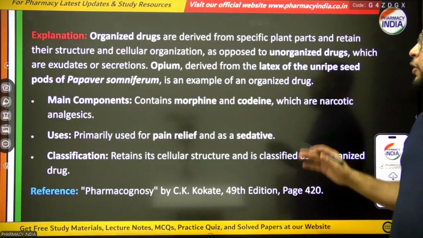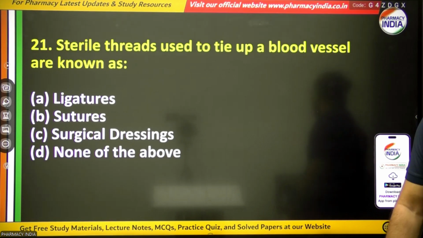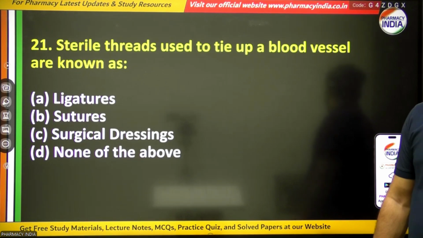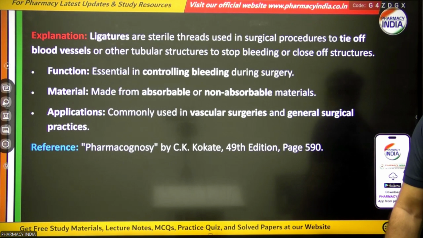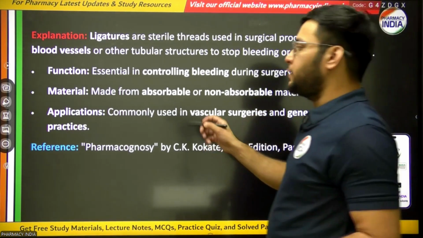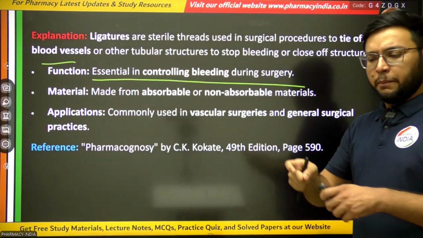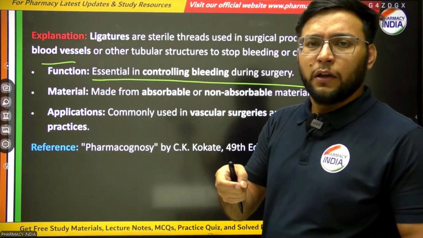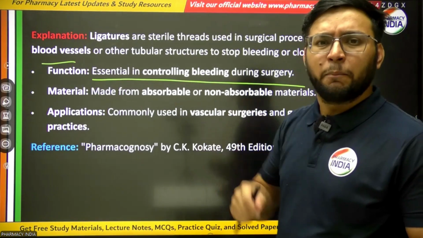Okay, now coming to the next question. Sterile threads used to tie up blood vessels are known as what? The answer is ligature. Ligatures are sterile threads used in surgical procedures to tie the blood vessels. Their function is essential in controlling bleeding during surgery. It is like a thread which sews the blood vessels to prevent bleeding.